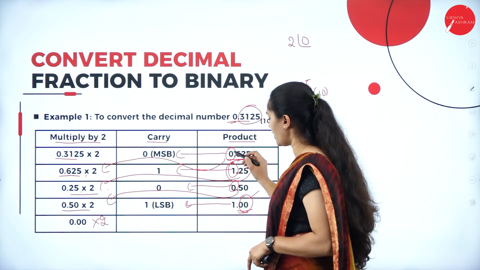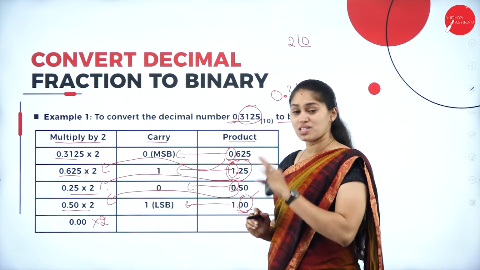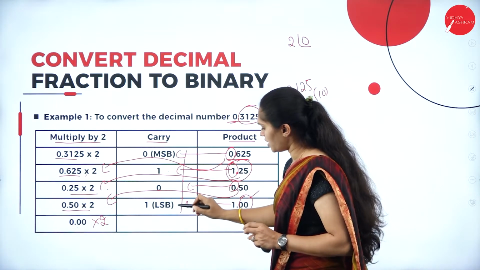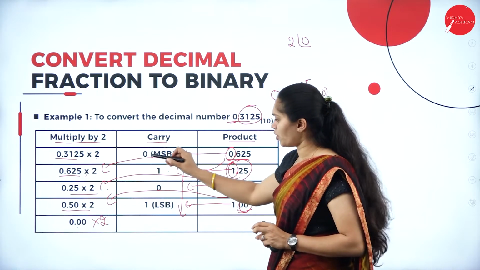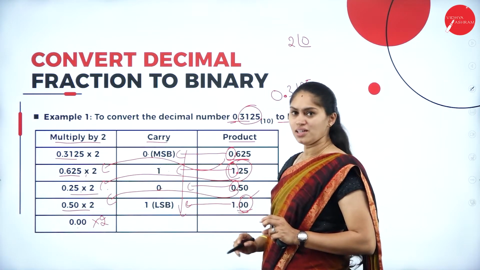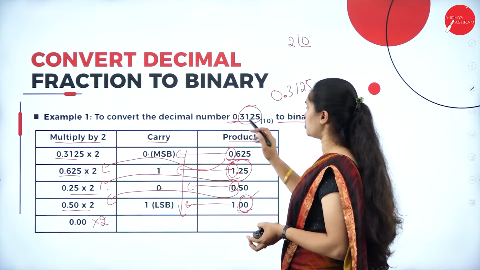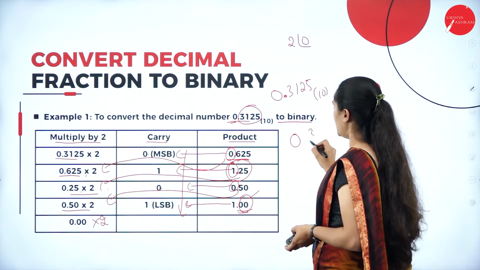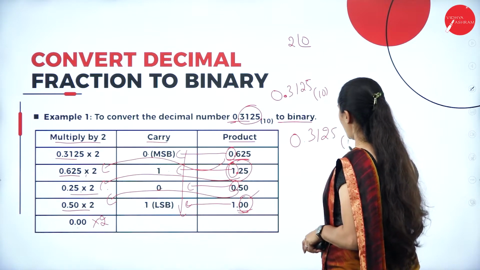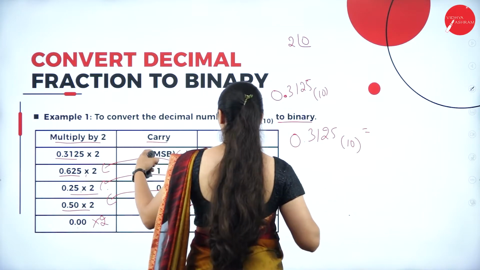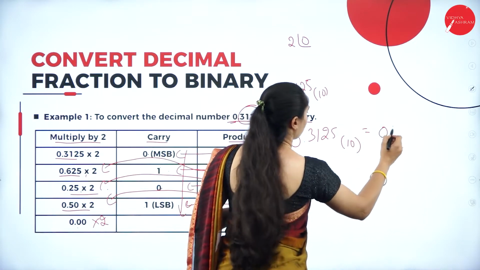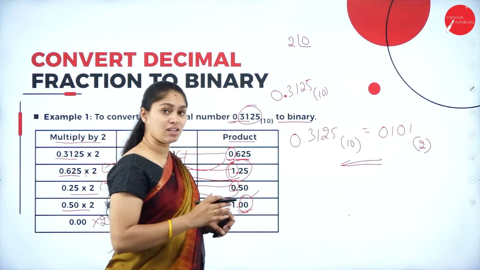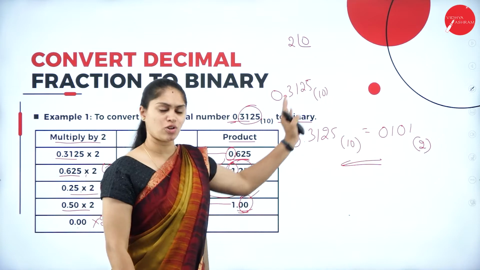So all the carries we got before the decimal point, we have to mention here. From here to here, we have to write the solution. That is 0, 1, 0, 1. 0101 is the converted binary value for this 0.3125. So 0.3125 of base 10 is equal to 0101 of base 2. This is how we are going to convert any given decimal fraction to binary.